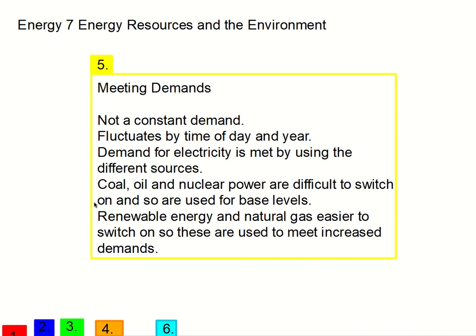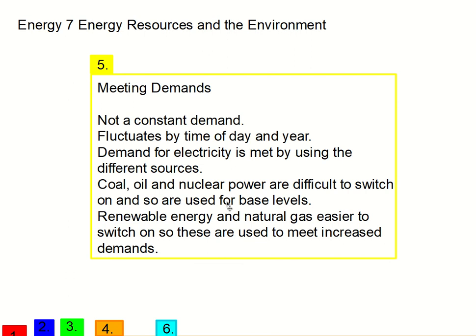Now, the thing with coal, oil and nuclear power especially is they are difficult to switch on. Once you've got them going, that's brilliant, but coal requires a lot of heat before the coal is burning properly. Nuclear power needs to be going at a certain rate. So these energy resources are used to meet what we call our base levels. So the amount of electricity your country will need the majority of the time.